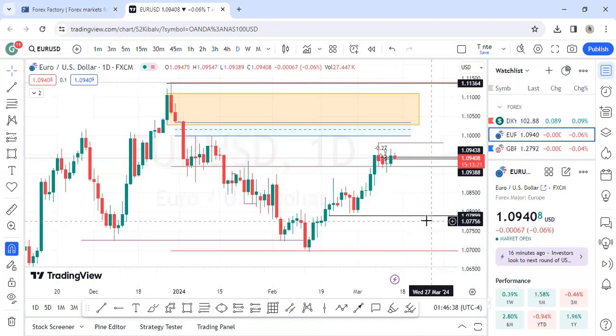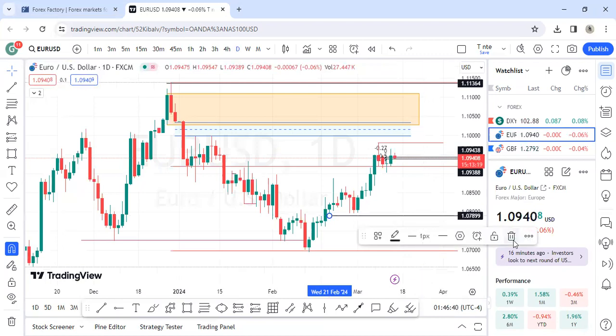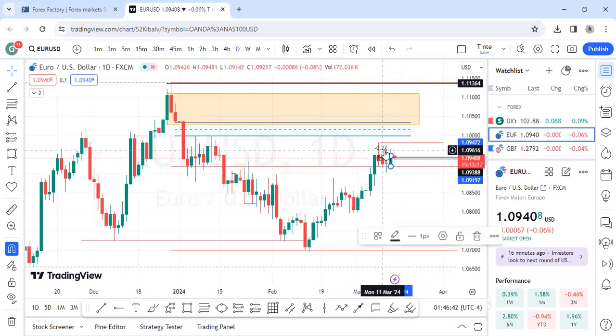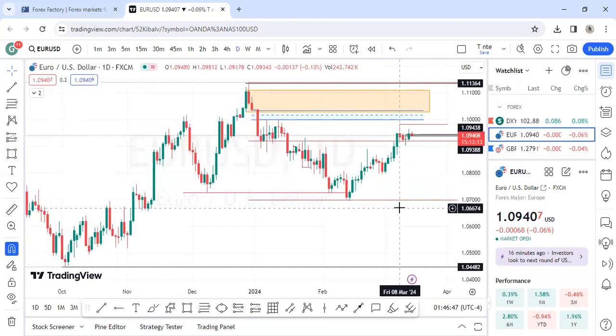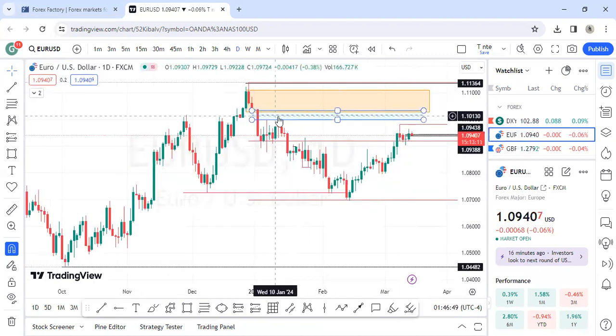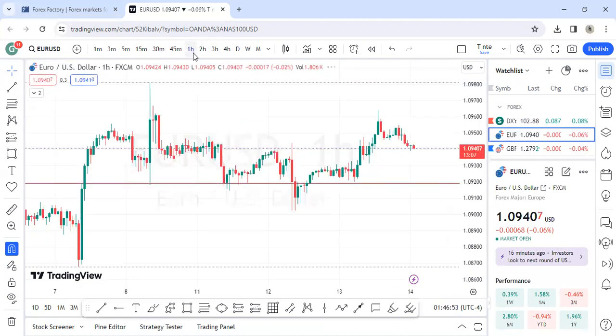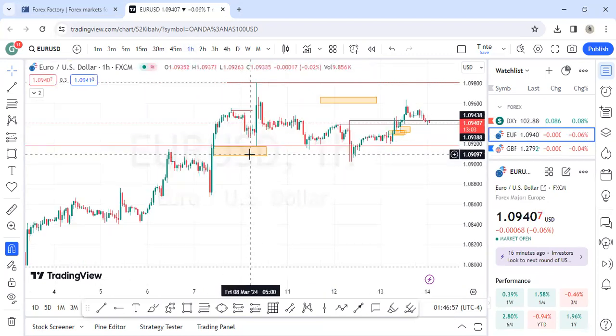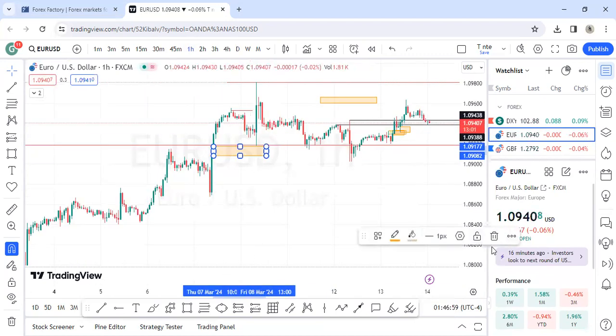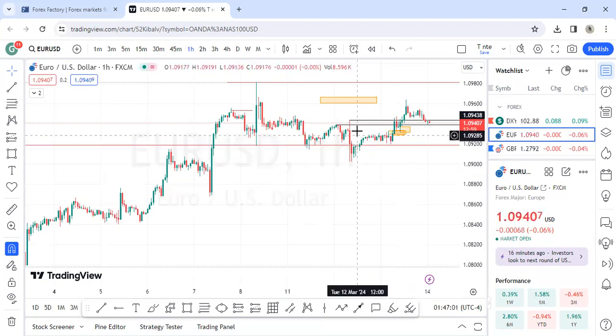So by that OTE level, right? This is the level we're in. So let's watch what happens here. Straight to the 1-hour chart. There's some kind of bearishness on the 1 hour.